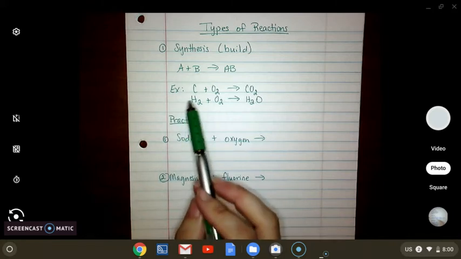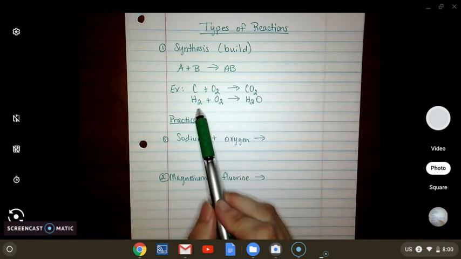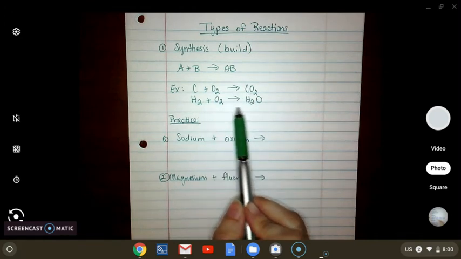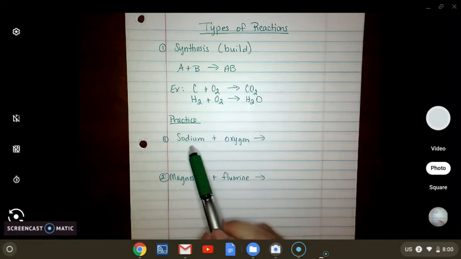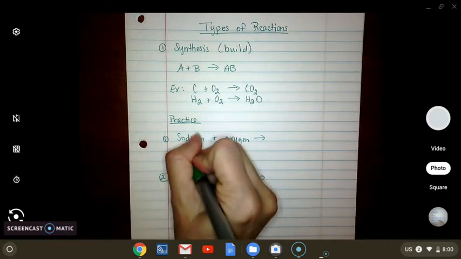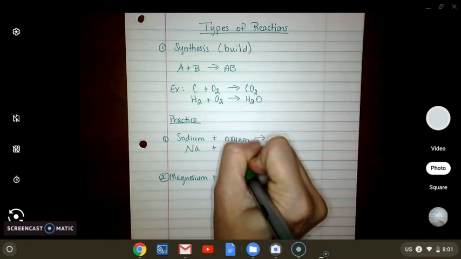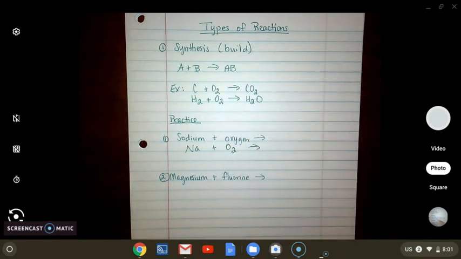So anyway, you have carbon plus oxygen yields carbon dioxide. And then you have hydrogen plus oxygen yields water. All right, so let's look at a couple of them. So sodium is Na, and oxygen again is diatomic, is O2. If I'm combining these 2 together, I'm putting them together.